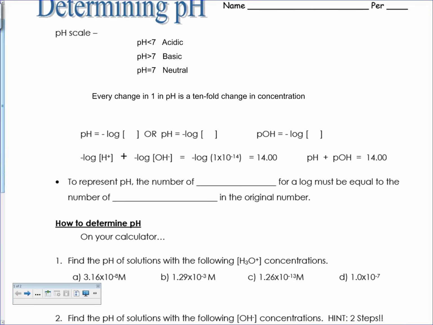Now down here I'm just going to go through some definitions. pH, P is the operator that means negative log, so pH is just the negative log of the concentration of H+.